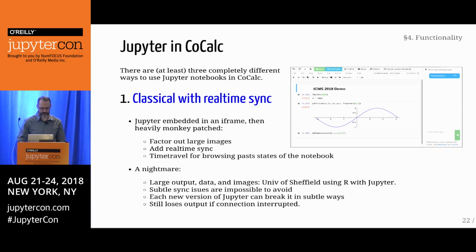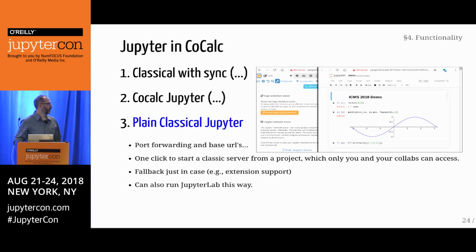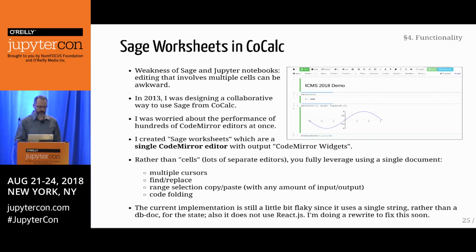Okay. Since I still have a minute and a half, or 2 minutes, I'm going to show you just a bunch of screenshots I made. So this is classical real-time sync. This is what I just showed you. So the React rewrite of Jupyter. You can also, in a CoCalc project, click a button, and it just pops up normal Jupyter in another tab. Just straight Jupyter. Obviously, it doesn't have real-time sync, but it's Jupyter. And it's on the same file system, in the same container.